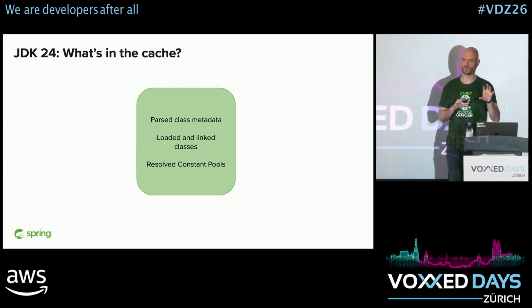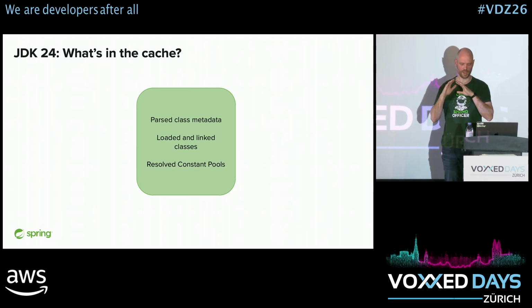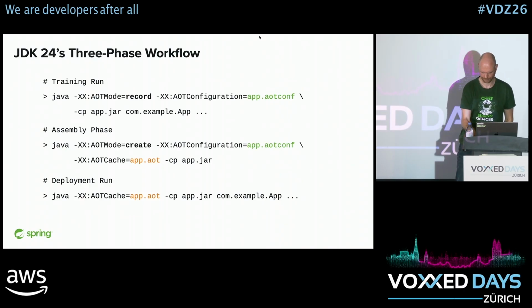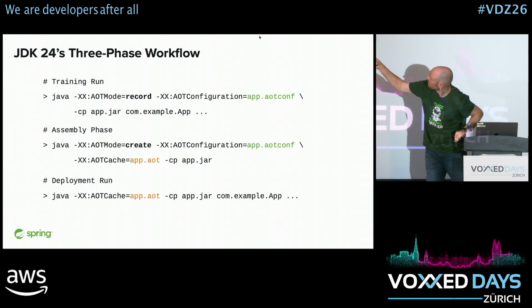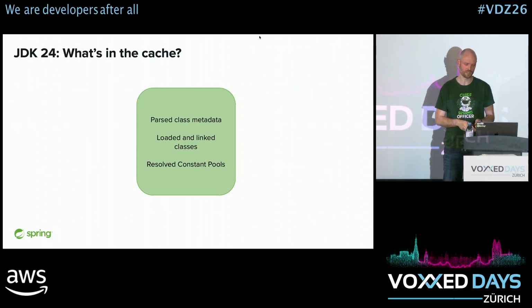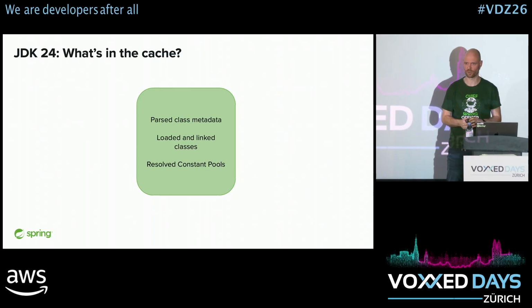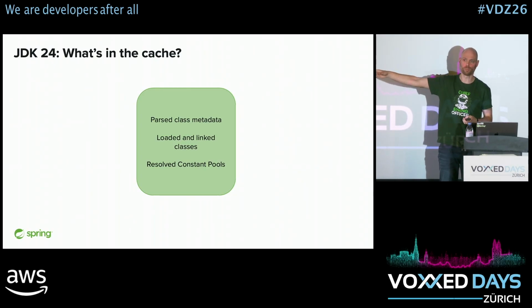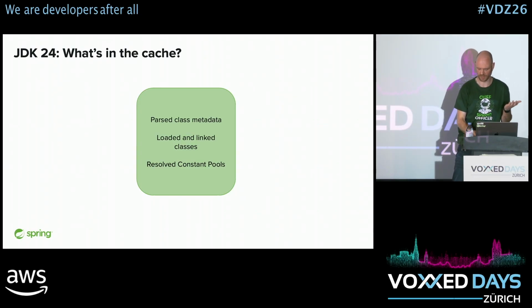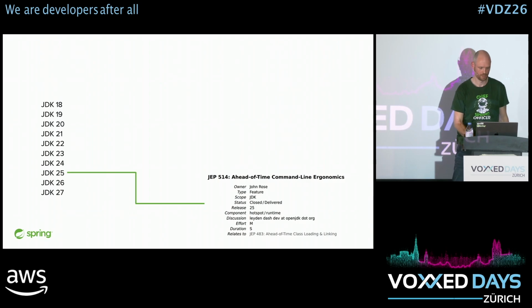And this is what the cache does. It has resolved it in the training run already, put it in the cache, and the cache contains already parsed class metadata, loaded and linked classes, and resolved constant pools. And this stuff can just be memory mapped into the process space and then be used, which is much, much faster than to load all the classes by hand. That's the cache file and the idea and the fast startup.